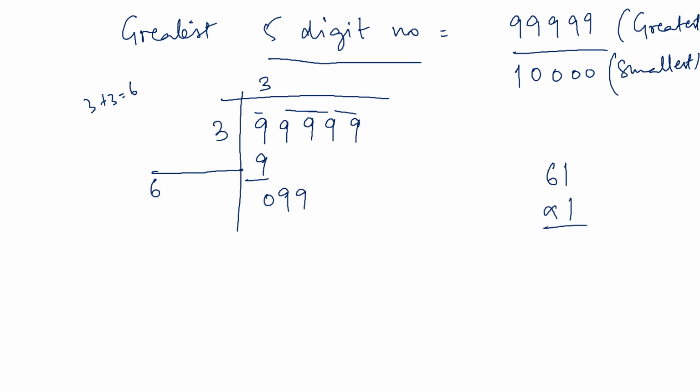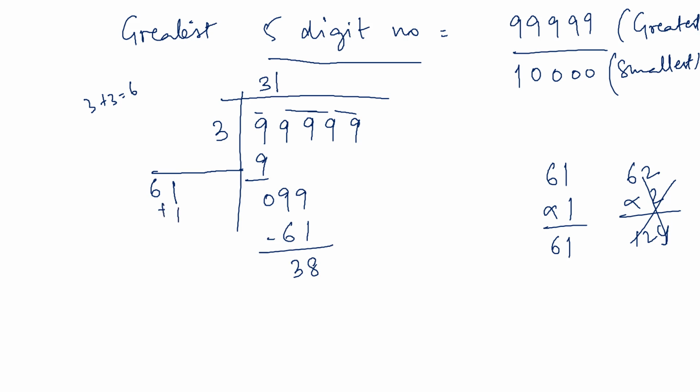Now what am I going to do here? 61 into 1 is 61, and 62 into 2 is 124, so this is not applicable. So I will write 1 and 1 here. So it will be 61. 9 minus 1 is 8. 9 minus 6 is 3. Isn't it? Now this plus 1, the next number will be 62. After that you will copy the last pair, that is 99.